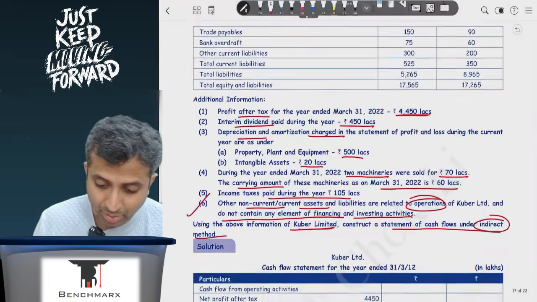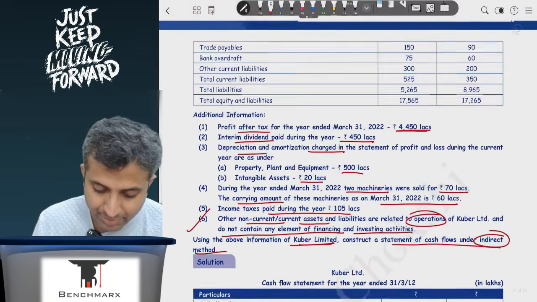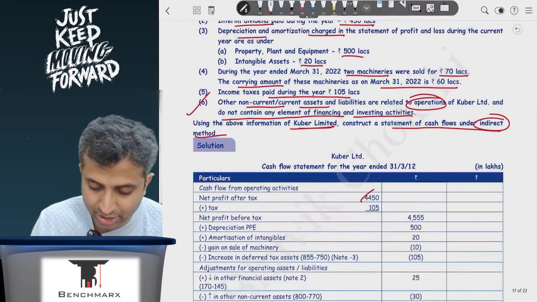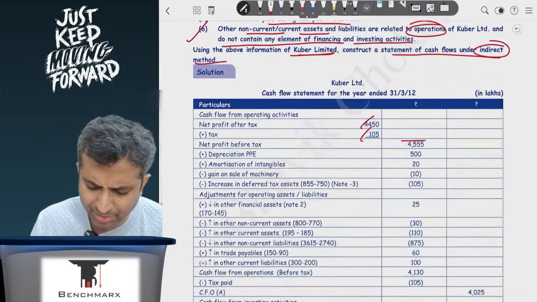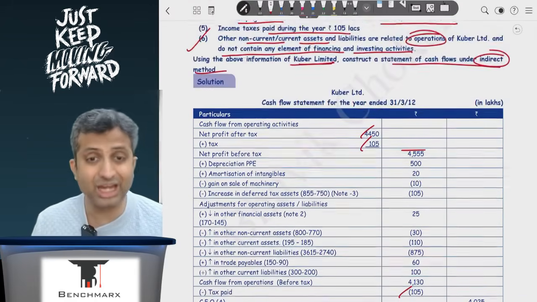You will start with the net profit which is given to you as 4450, to which you will add back tax. So you have been told that the income taxes during the year is 105. You will add that back, come to profit before tax. At the bottom, subtract the tax paid, which is also 105. So that is the first part.